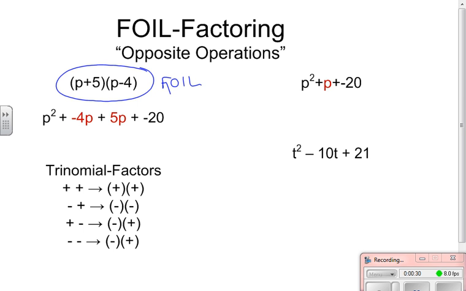what happens is you take the first two terms times each other, and you get p squared. You take the outside terms, and you get minus 4p. Inside terms, 5p. Last terms, minus 20. What always happens for us is that this outside and the inside term combine, and we would write our final answer as p squared plus p minus 20.